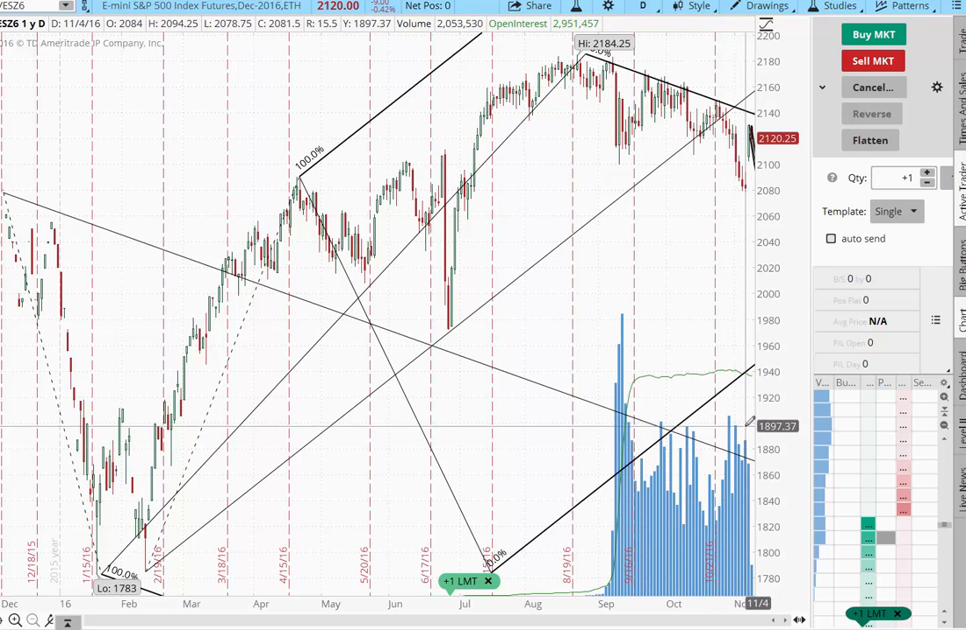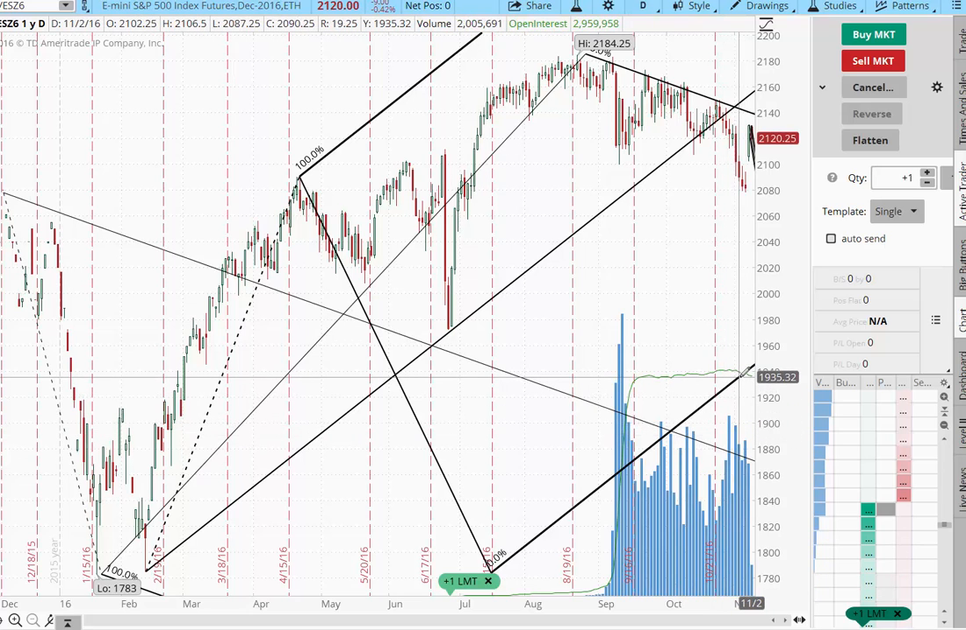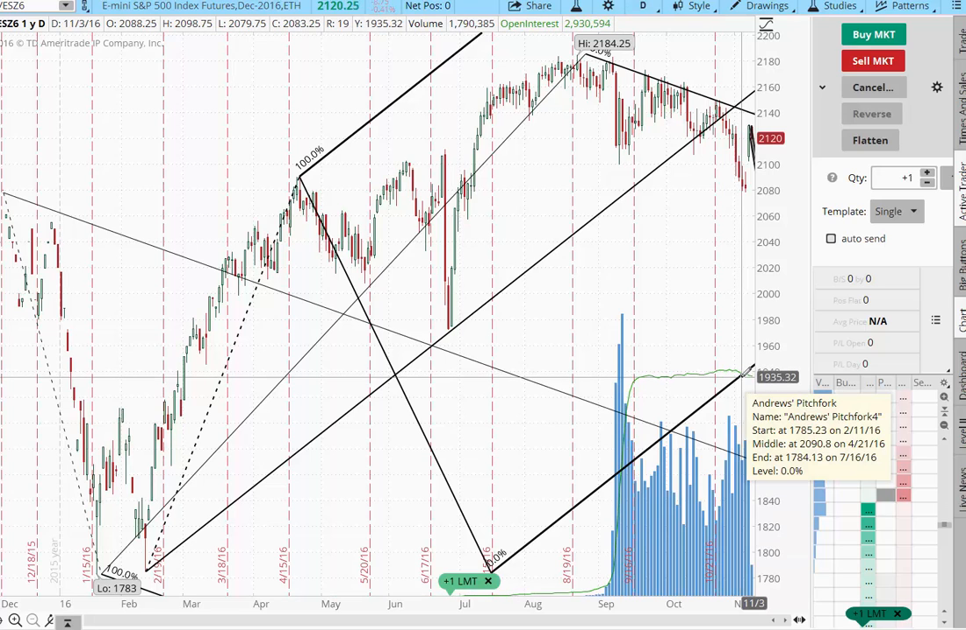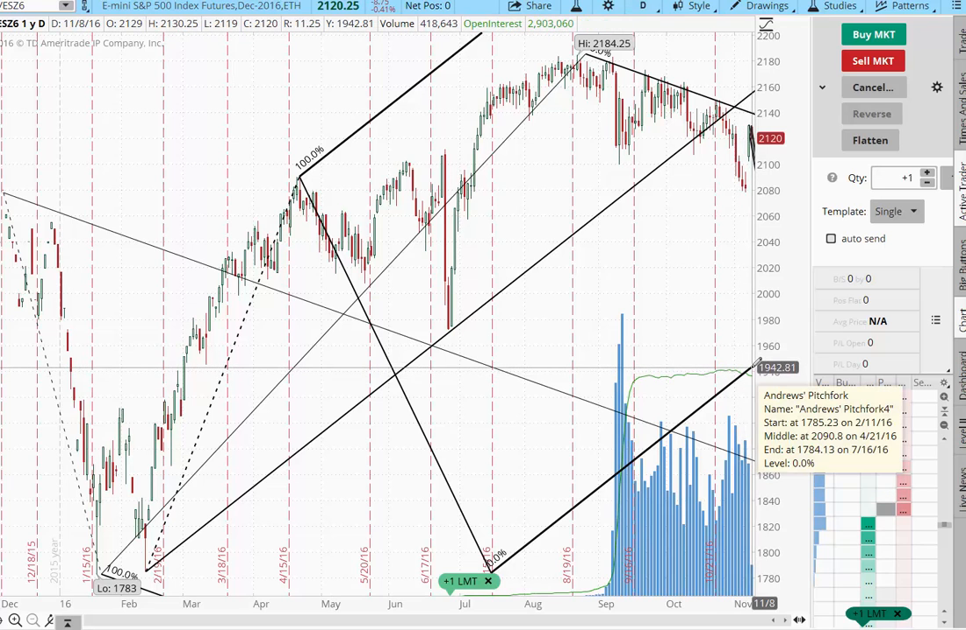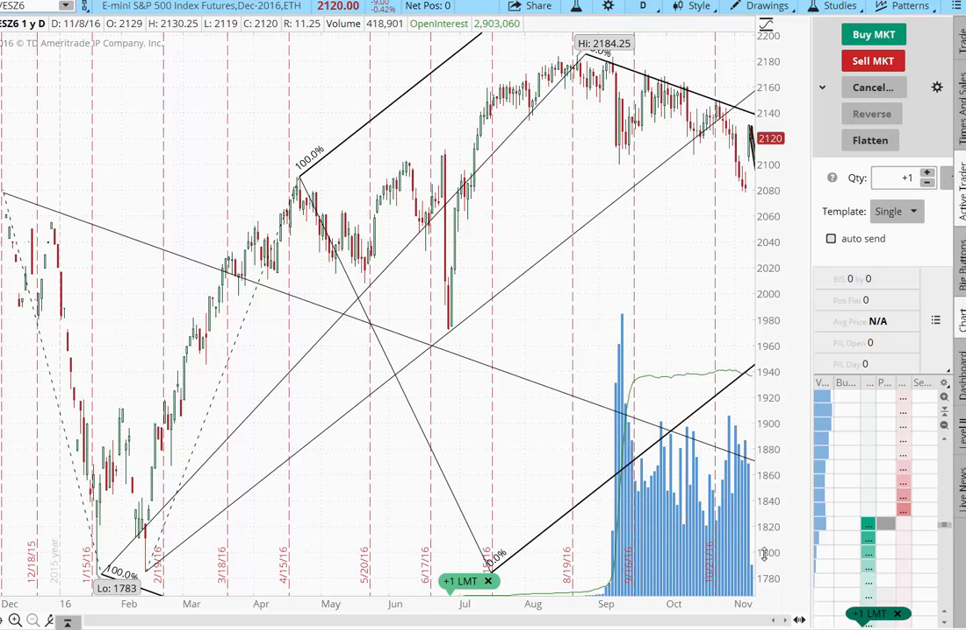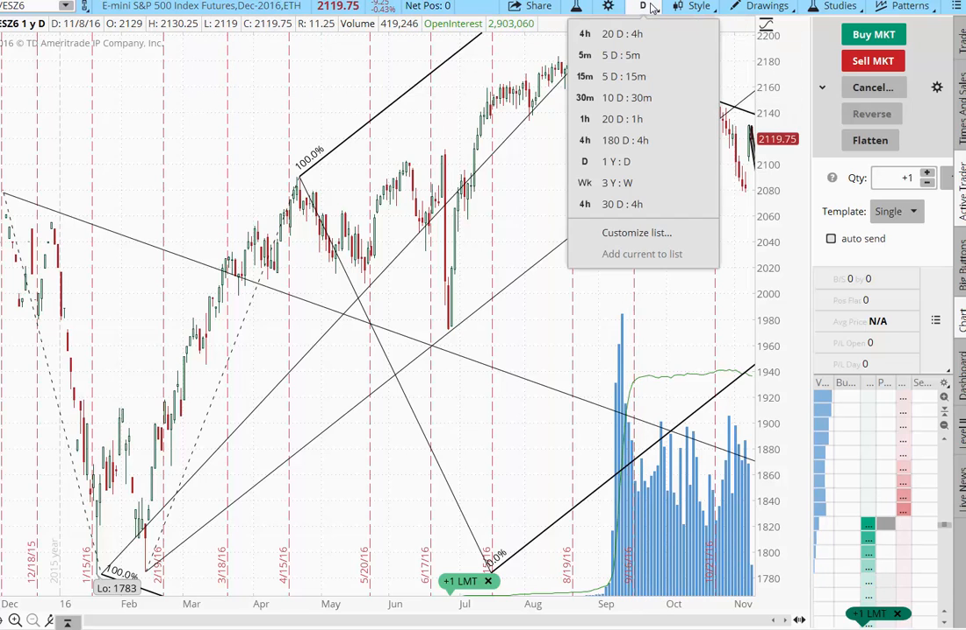And lo and behold, in order for this pattern to play out, it would have to go to the downside to complete. It would have to go to the downside to at least this line here and maybe to a line much further down. But that may not happen. Markets surprise you and do all kinds of interesting things.